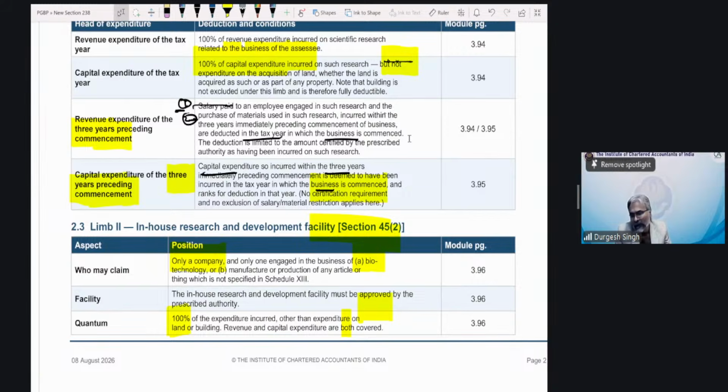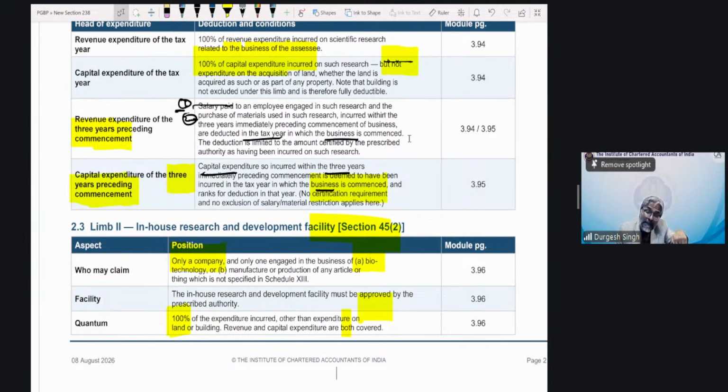Then somebody will say, sir, what is the use of this section? Yes, currently you may find it a bit obsolete. True, but just imagine the era of 200% and 150%. What used to happen? When these companies in biotech or manufacturing of an article or thing other than Schedule 13, and whose research was approved by the Director General of Scientific Research, purchased plant and machinery for scientific research, the deduction used to be 200%. Whenever they constructed a building, is construction of building eligible here? No. But where will it go? To the earlier section, at 100%.